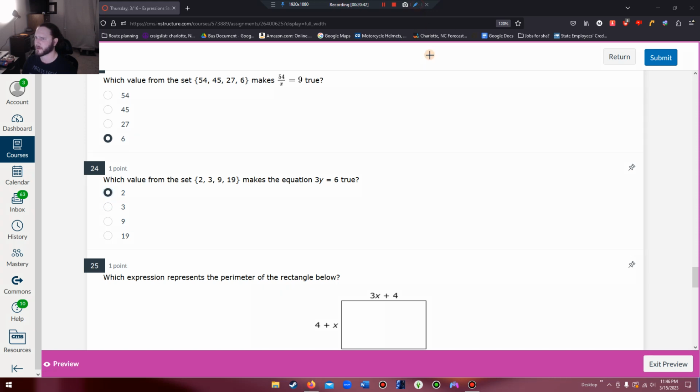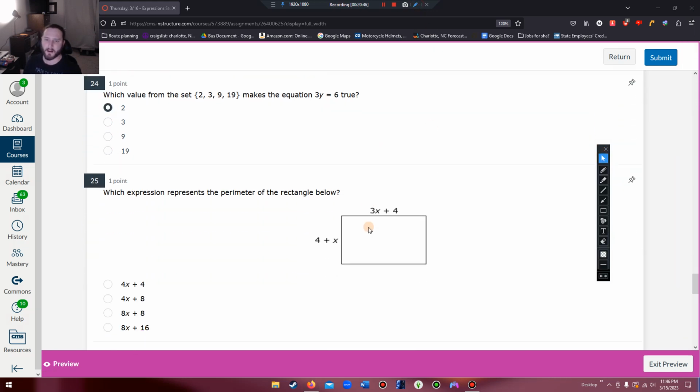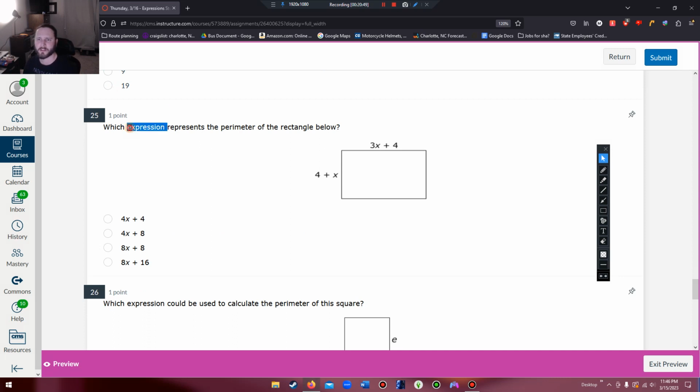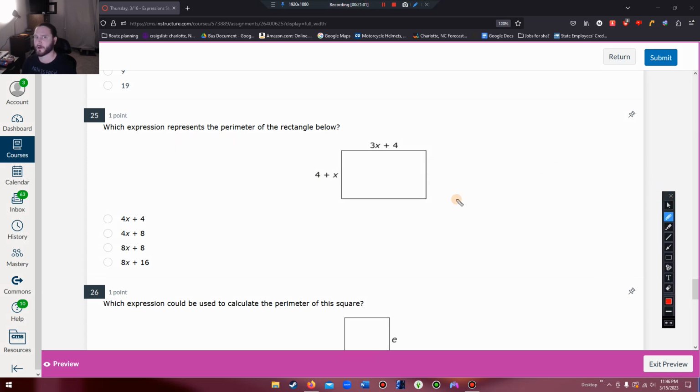I accidentally just got rid of my pen tool. Here it is. For number 25, it asks which expression represents the perimeter of this rectangle. Oh no, perimeter. If you don't remember, perimeter is just when you add all of the sides together. And this is an example of the hardest type of problem that can ever show up in this unit, which is finding perimeter, but without actually solving it. Perimeter is where you add all of the sides together.